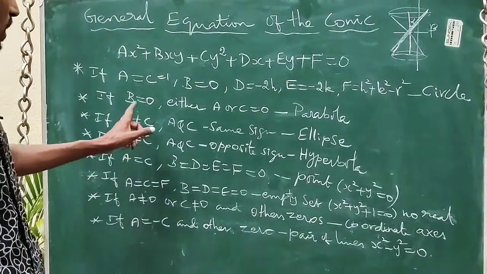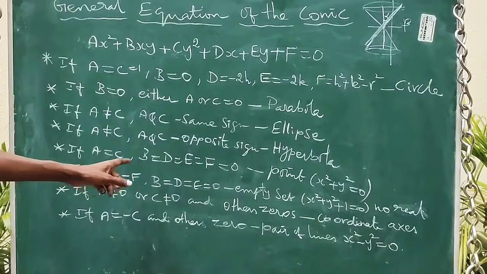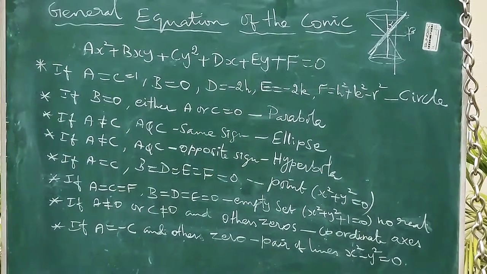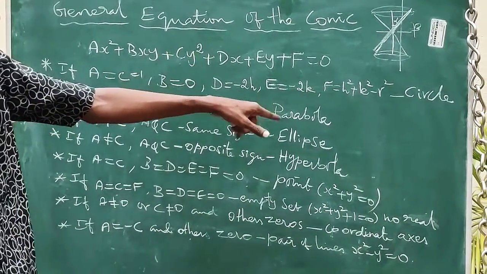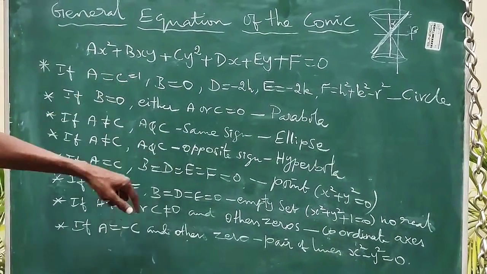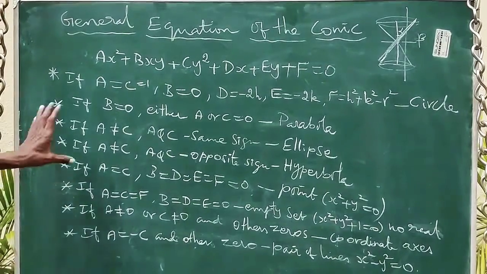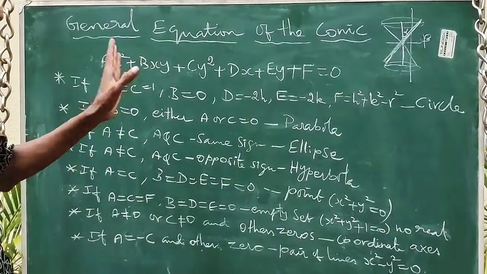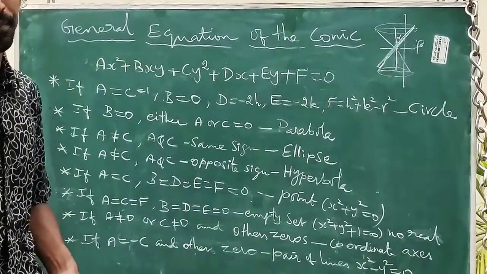A equal to C, remaining values are 0 means it is a point circle. A, C, F are equal, other values 0 means it denotes an empty set. Okay. A not equal to 0 or C not equal to 0, other values are 0 means it represents coordinate axis. A equal to minus C and all other values are 0 means it represents the pair of lines. So if you know this concept, you can easily answer the exercise 5.3.